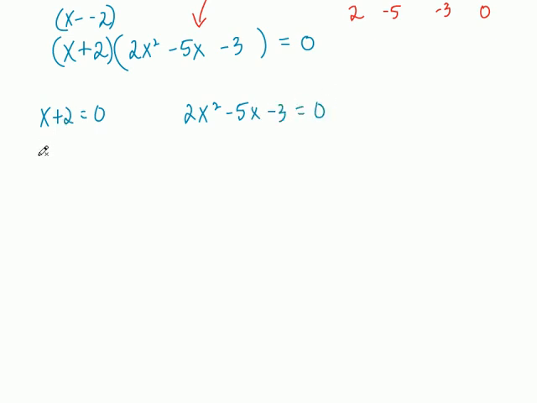This one's super easy. So what's x equal here? Negative 2, because we just subtracted 2. So that's one of our answers. But we're going to get 3 answers here. That's just one of them. Now what we have to do is solve for x here.